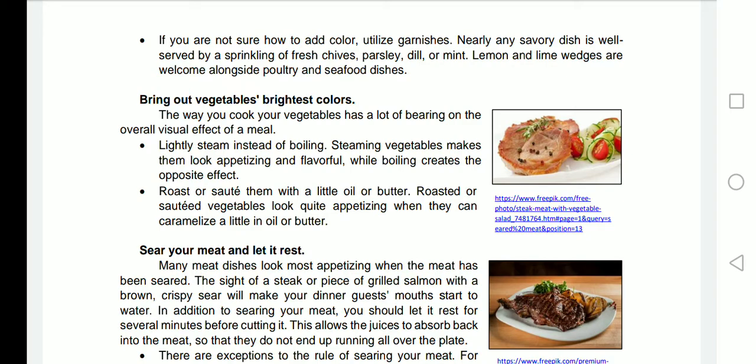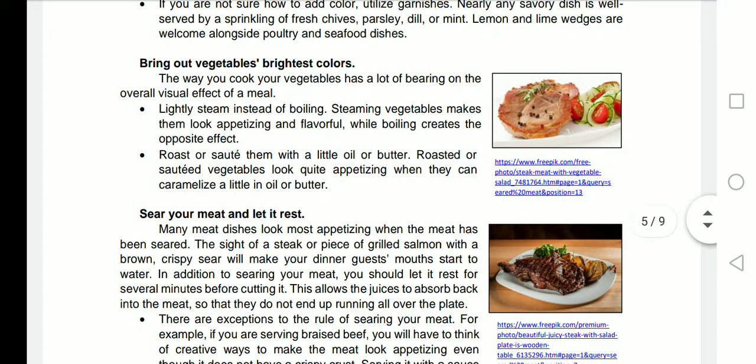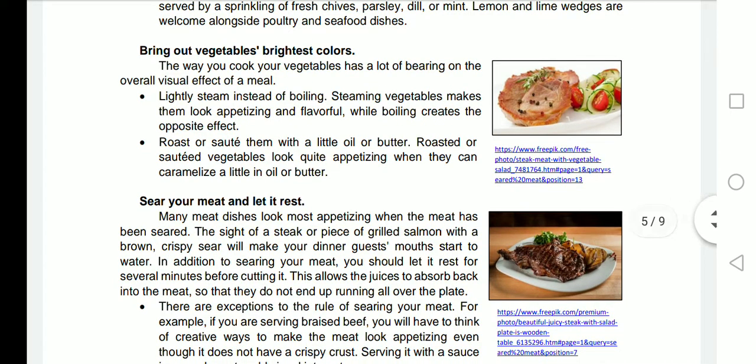The way you cook your vegetables has a lot of bearing on the overall visual effect of the meal. Lightly steam instead of boiling. Steaming vegetables makes them look appetizing and flavorful, while boiling creates the opposite effect. So just bear it in mind.